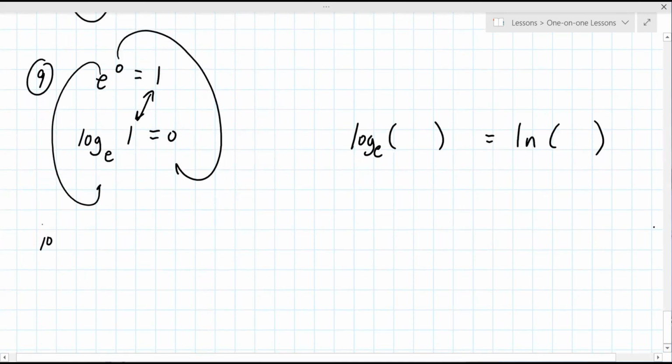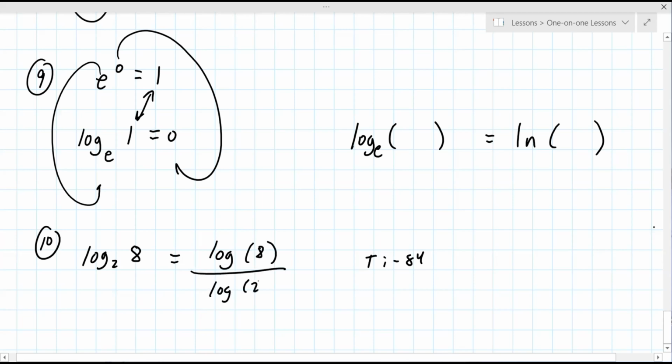Now 10, 11, 12, and 13 are all numerical problems, and you do get a value when you're done. Log base 2 of 8. Are you allowed to use a calculator on this? Yes. If you have a TI-84, you can find the base 2 and plug this in. If you didn't, you can do log 8 over log 2, and it will give you the same result, which ends up being 3.